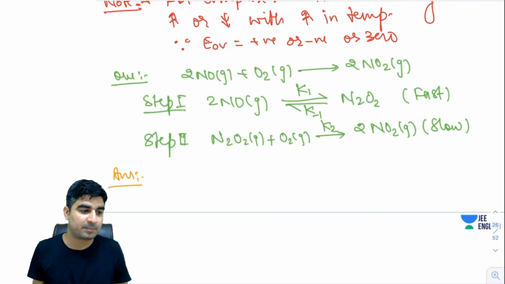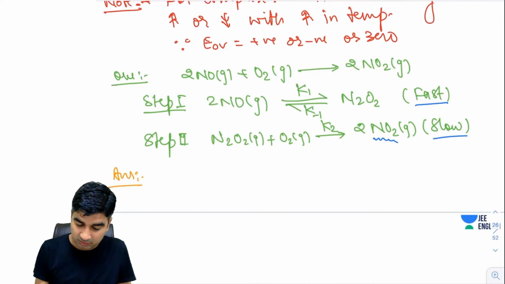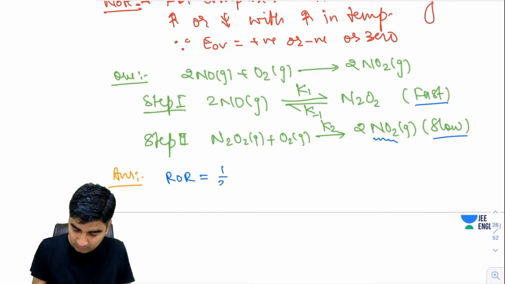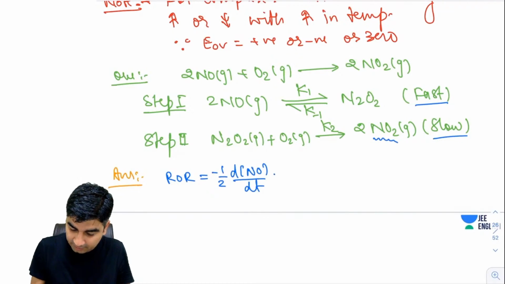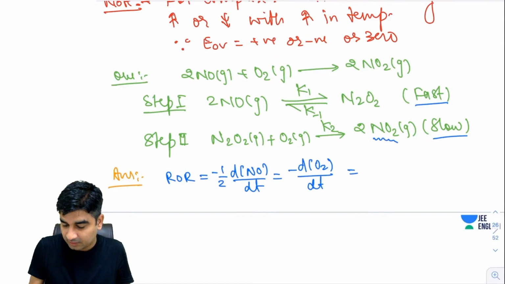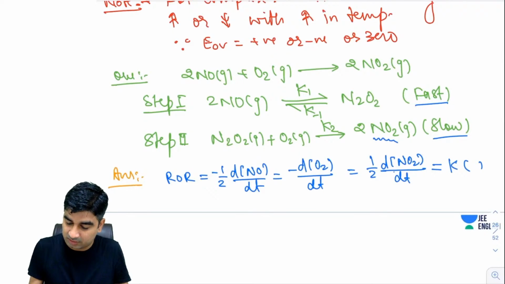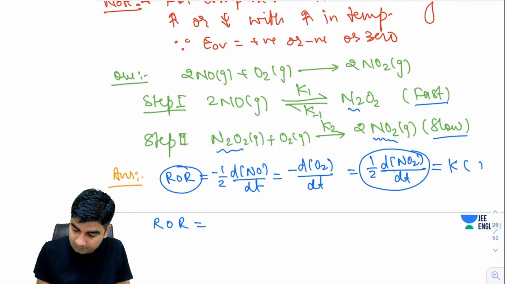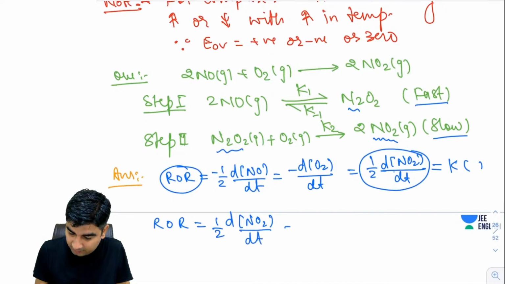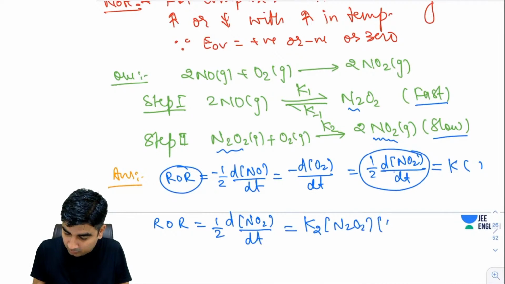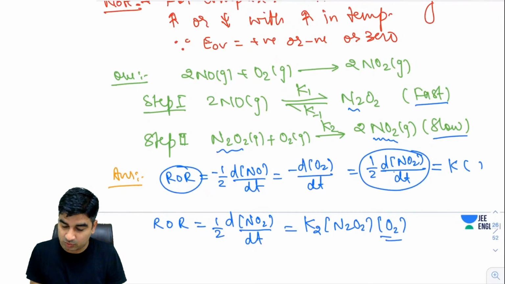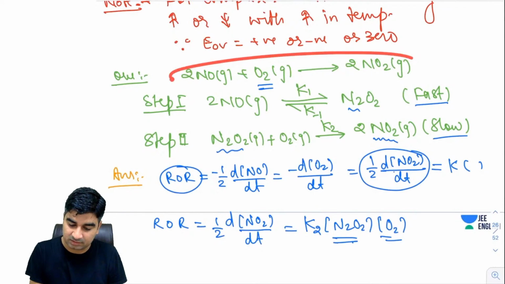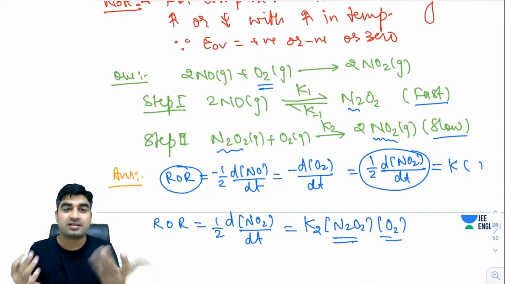Now what will it be? So this is fast, this is slow. I will again start with it. So ROR will be 1 by 2 dNO by dt. It will be minus dO2 by dt. It will be 1 by 2 dNO2 by dt, and I am going to get K into something. So this is intermediate. I will write ROR is equal to 1 by 2 dNO2 by dt, equal to K2 into N2O2 and O2. Now there is one problem. This O2 is okay because it is part of the reaction. But in the whole reaction, there is no N2O2.